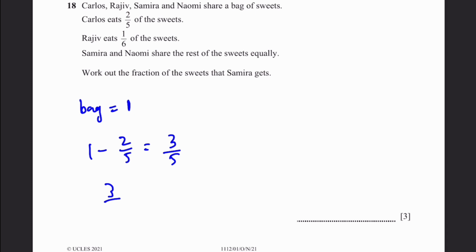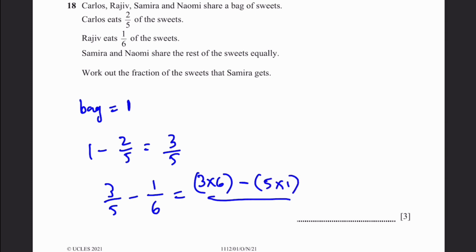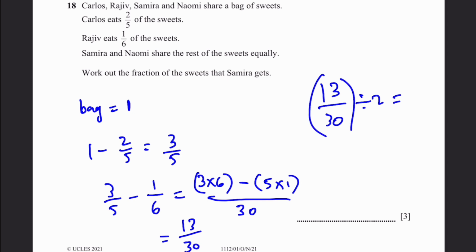And then 3 by 5 minus 1 by 6. Now we can make a common denominator. It's equal to 3 into 6 minus 5 into 1 by 5 into 6, which is 30. And that's equal to 18 minus 5, which is 13 by 30. And then 13 by 30, the whole divided by 2, that's equal to 13 by 60. Because Samira and Naomi shared equally, we're dividing it by 2. And 13 by 60 is the fraction of sweets that Samira gets. So that's the answer.